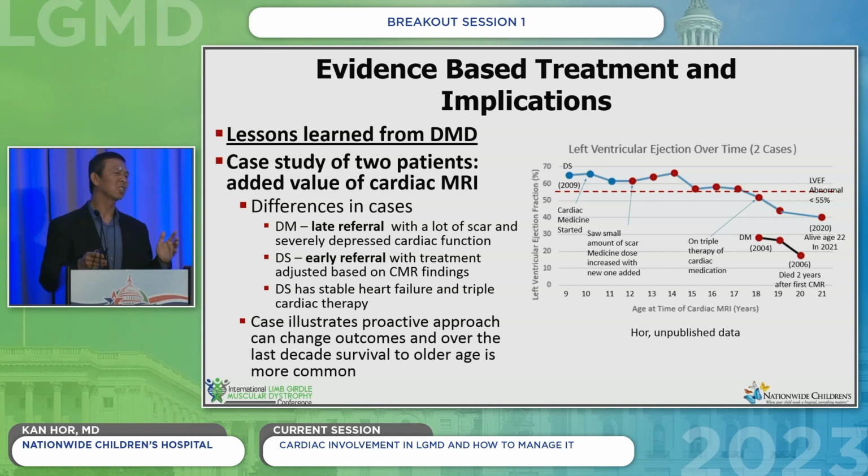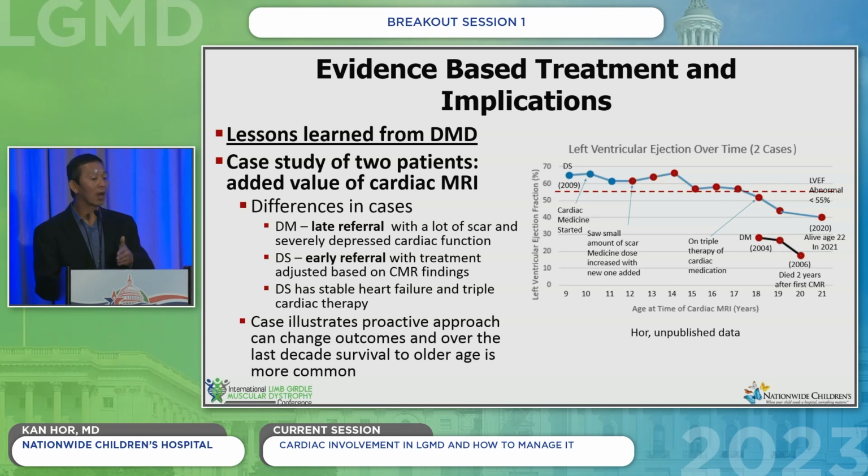And we said, well, his function is still about the same, right? But his scar was maybe a little bit more. At that time, people weren't thinking about why we should be treating based on scar. So we left him alone. And unfortunately, after that, 3-4 years later, his function then declines. And we said, oops, we had to jump on that.